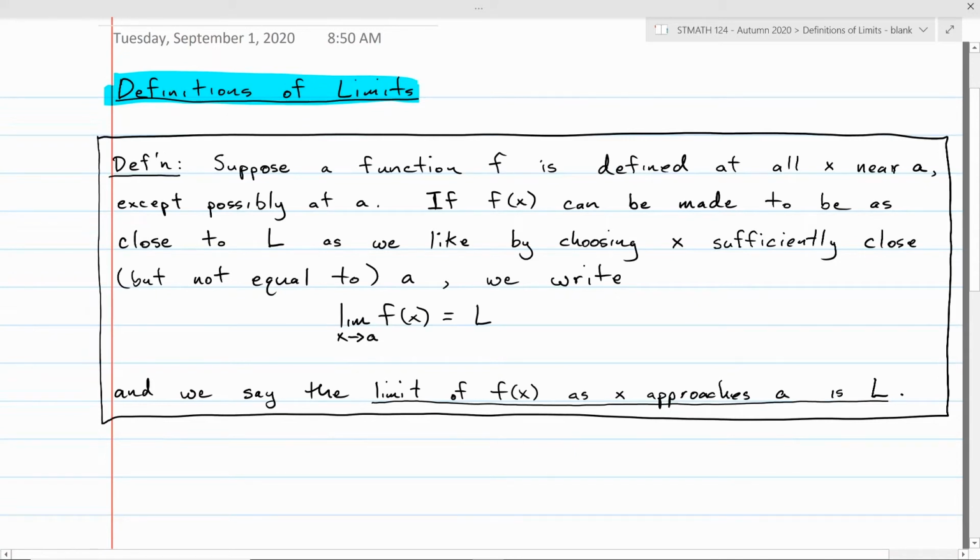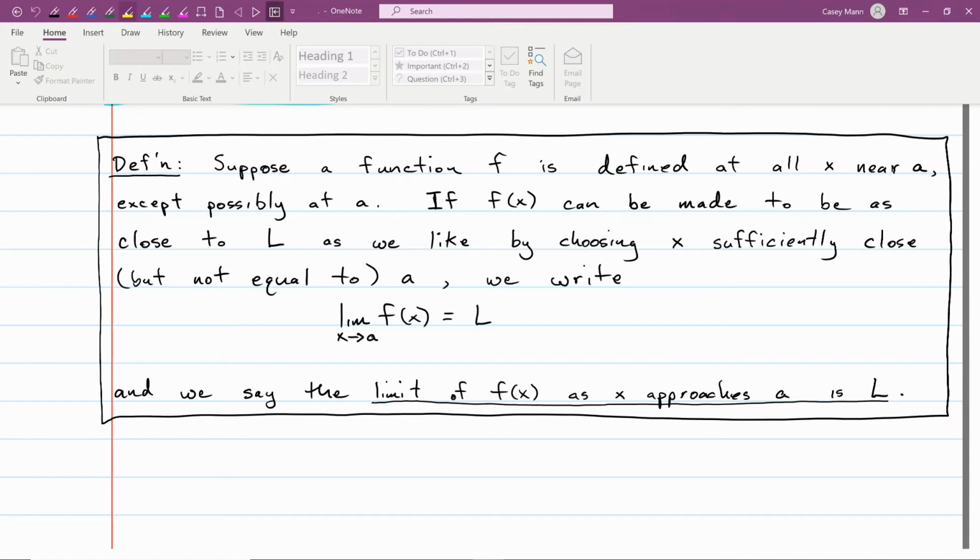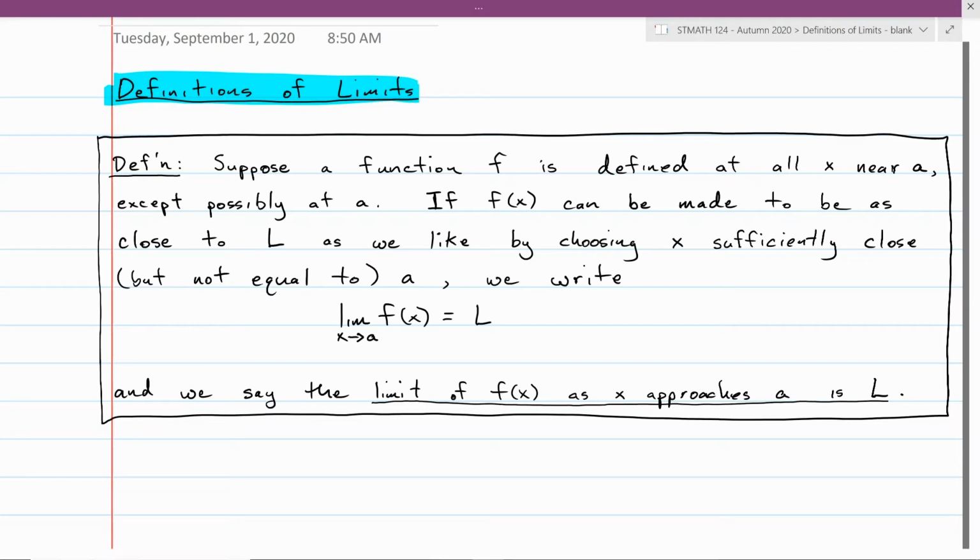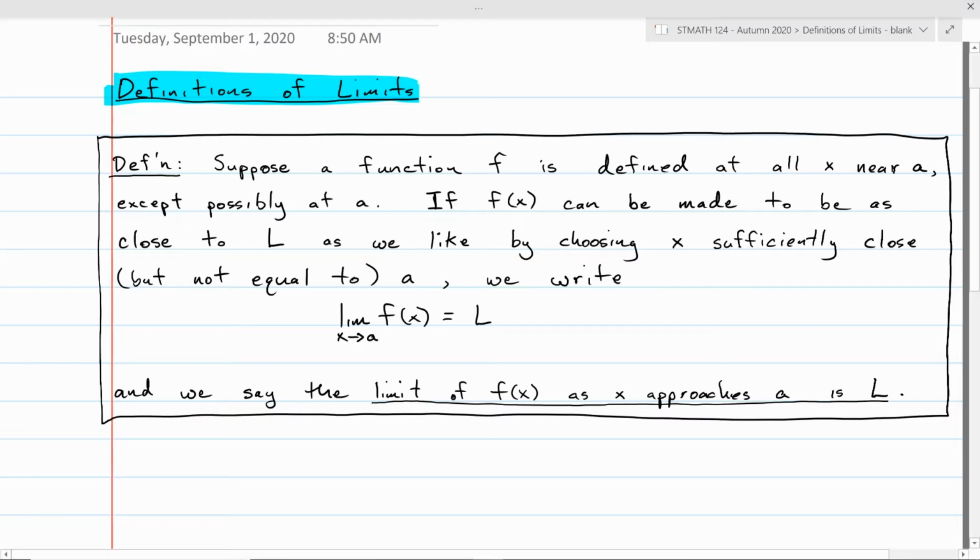So let's start with our definition of limit. The first thing we have to do is suppose we have a function, and that function has to be defined for all the input values x near the point A, but maybe it won't be defined at A itself. Maybe it will, maybe it won't. In the definition of limit, we don't need the function to be defined at the point A. The idea is that if we can make the function f of x as close to some number L as we want, just by choosing our values of x sufficiently close to that value A, then we say that the limit as x approaches A of f of x is equal to L.